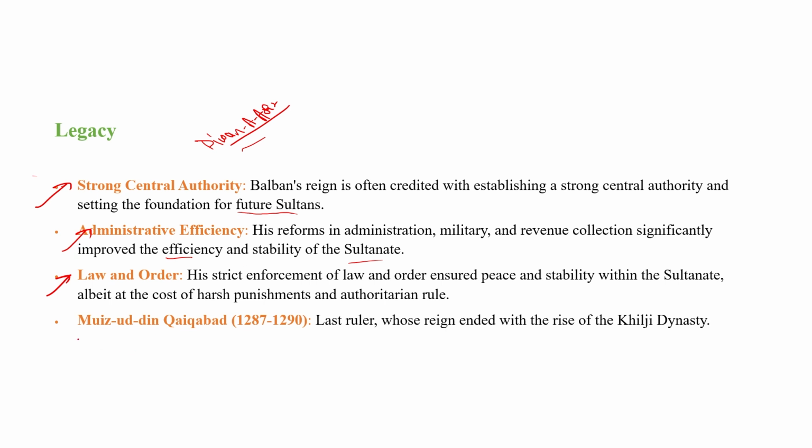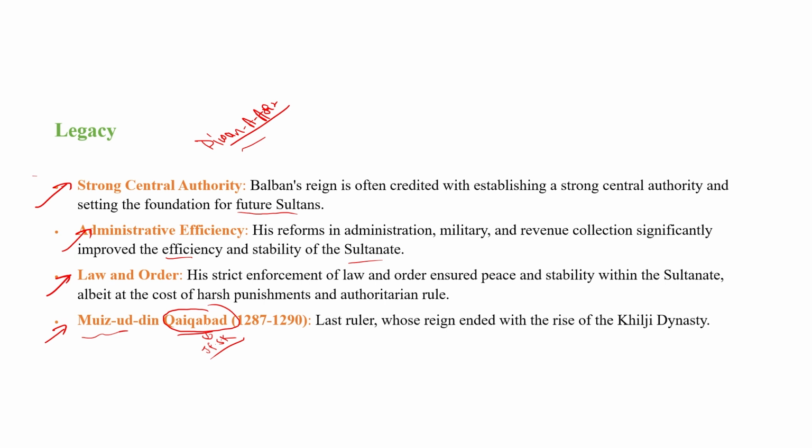The last ruler of the Delhi Sultanate slave dynasty was Muizz-ud-Din Kaikabad, also known as Shamsuddin Kaimur. Shamsuddin Kaimur was very weak, and his minister was Jalaluddin Firoz Shah Khilji. As we already discussed, every time we discuss that when the king became very weak, the ministers got the power. So as Kaikabad was very weak, all the power shifted towards Jalaluddin Firoz Shah Khilji.